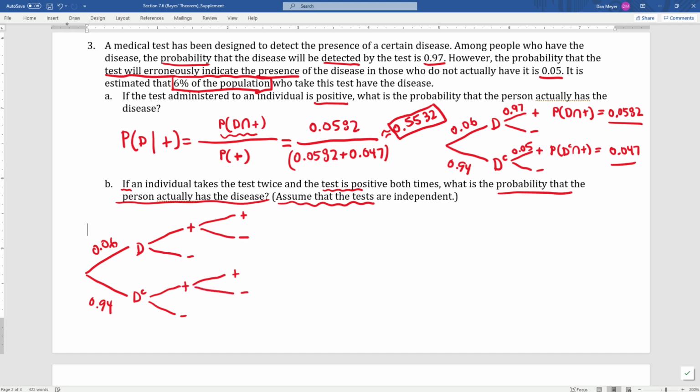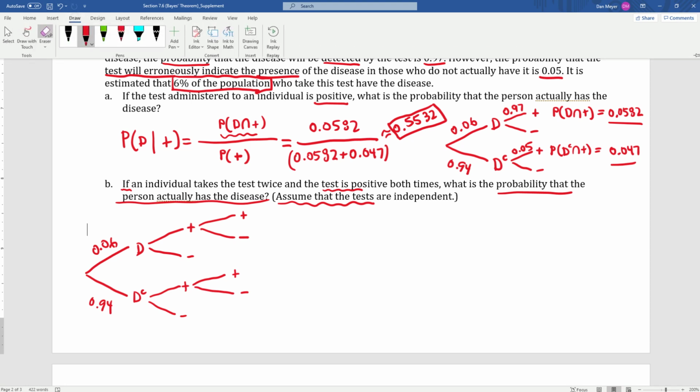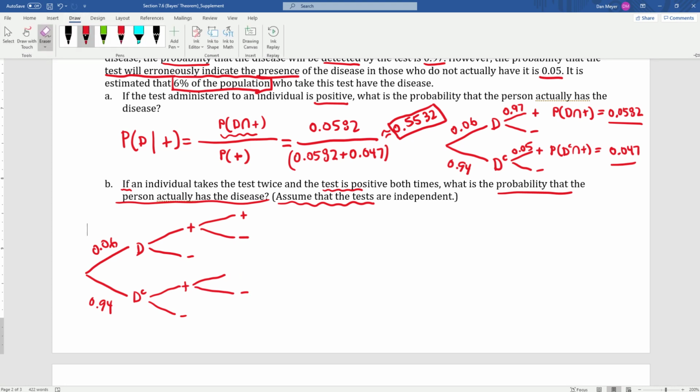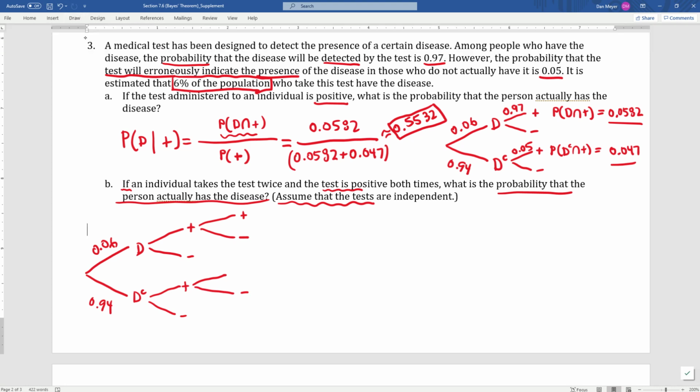But it's the same test, and there's some independence here. I guess in the real world, it might be the case that if you get a false positive on the first round, then there's something in your biochemistry that will increase the odds of you getting a false positive the next time around. We're not going to consider that case. We're just going to say that the tests are independent here.